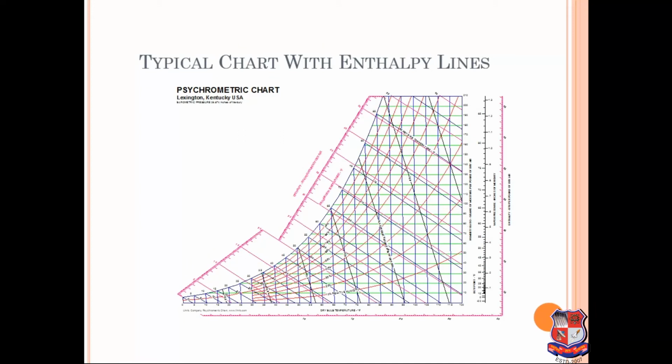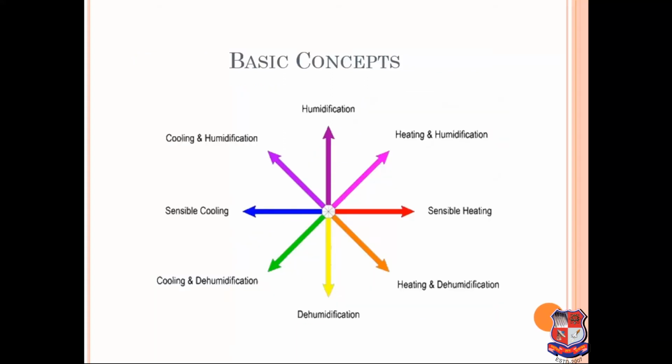Okay, this is the typical chart with enthalpy lines and all the lines we'll discuss here. The resulting chart showing all the lines is complex. However, remember that what is important is finding a point on the chart. Okay, we'll discuss the different line constructions on the psychrometric chart.